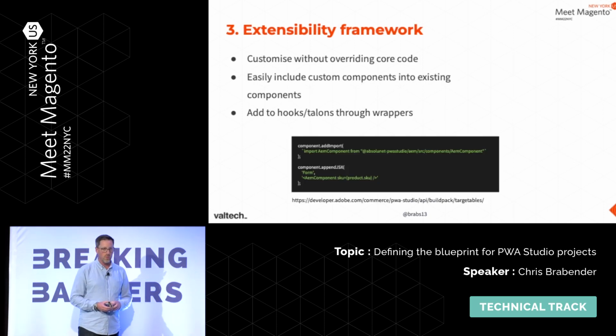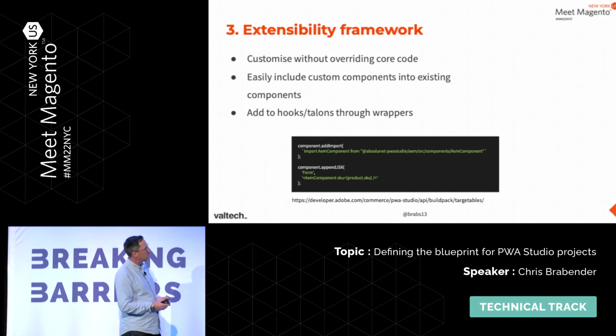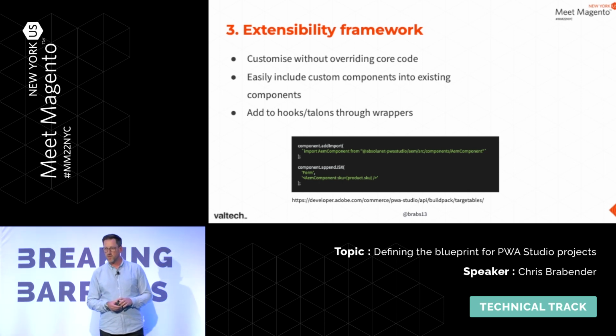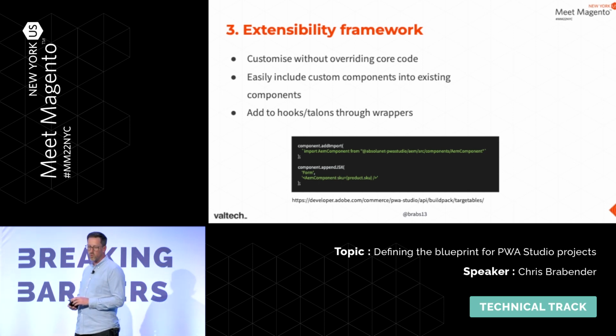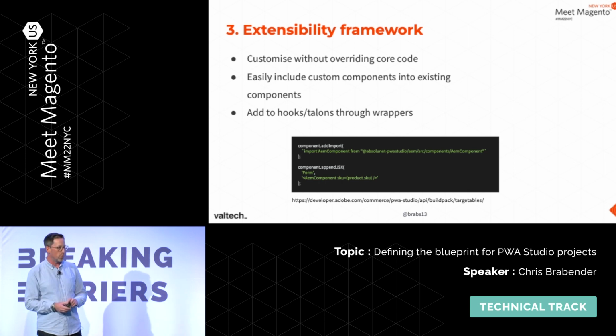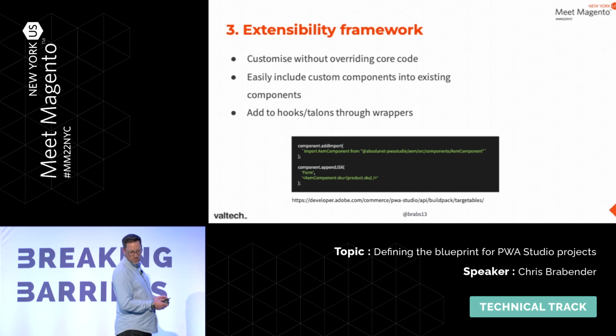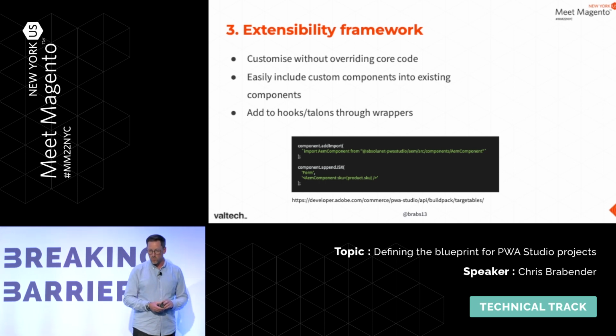The extensibility framework really is my recommendation when customizing PWA Studio. We're able to pretty easily customize the core code. We're able to inject new JSX, new components into existing components. We're able to remove components. We're able to change props and all that kind of stuff. And it's very easy to work with.